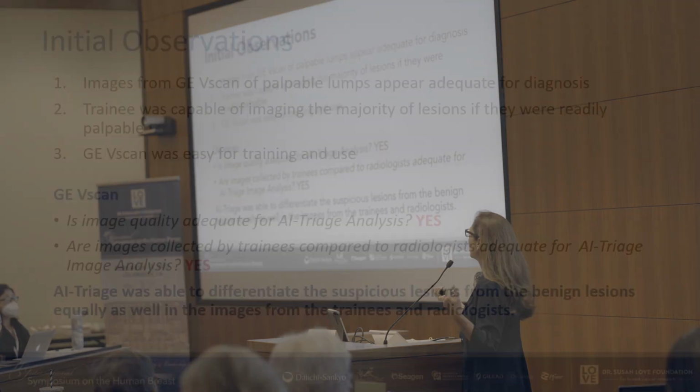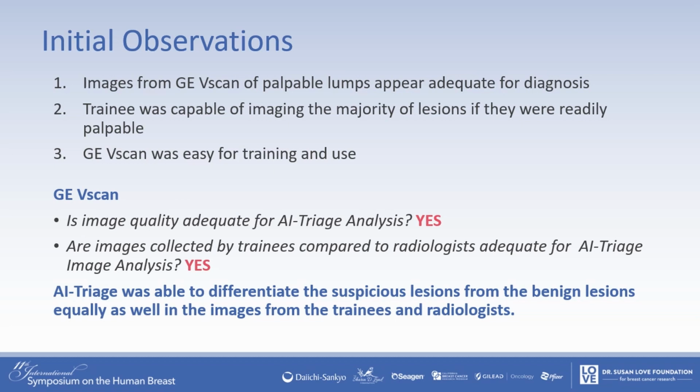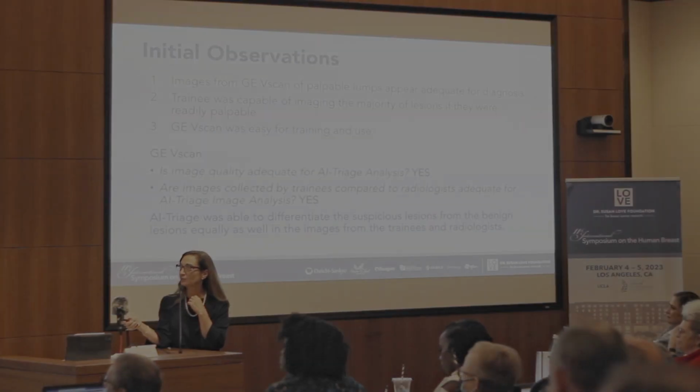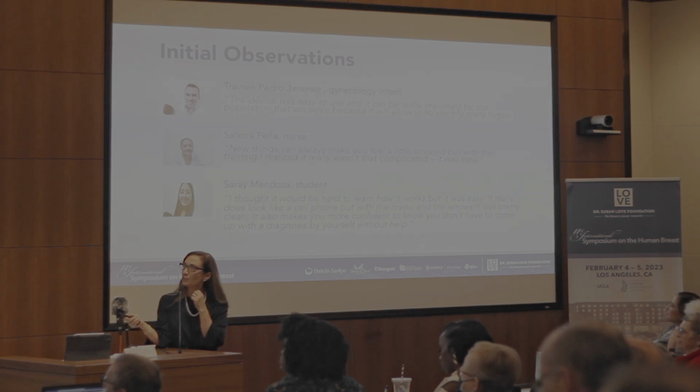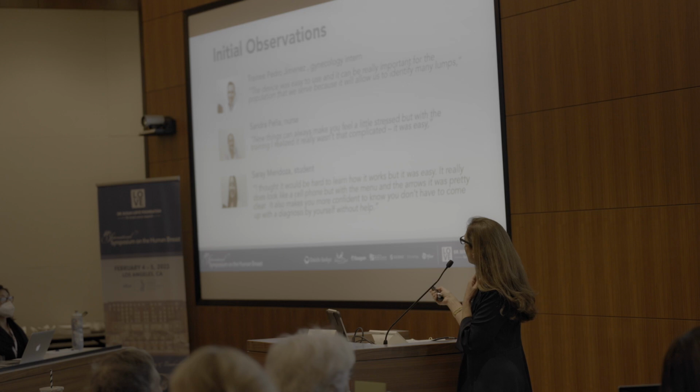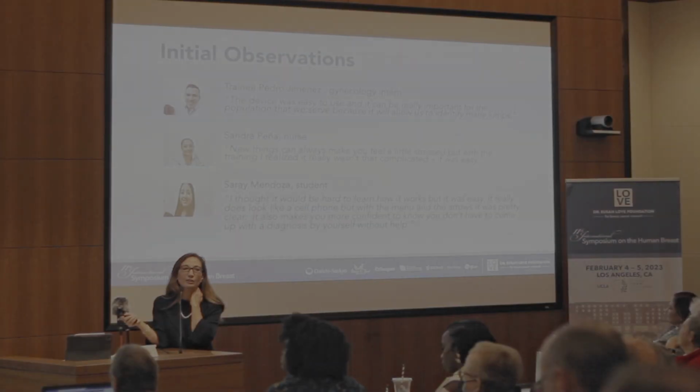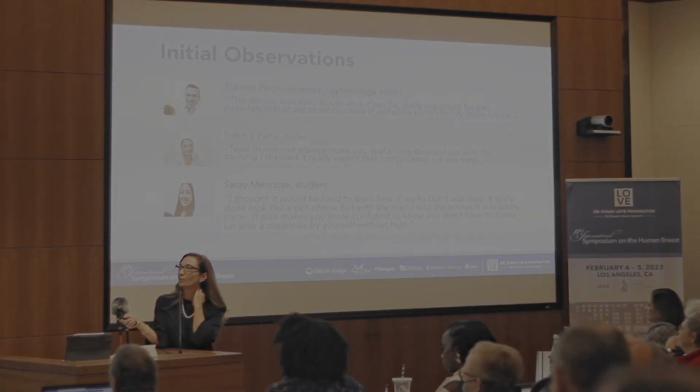So the AI triage was able to differentiate suspicious lesions from benign lesions equally as well in images from the trainees and the radiologists. And some comments. The device was easy to use and could be really important for the population we serve because it allows us to identify many lumps. I thought it'd be hard to learn how it works, but it was easy. It really does look like a cell phone, but with the menu and the arrows, it was pretty clear. It also makes you more confident to know you don't have to come up with a diagnosis by yourself without help.